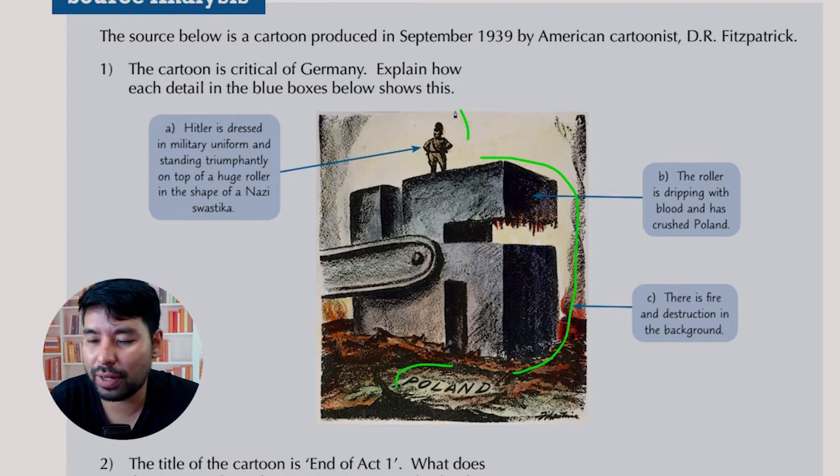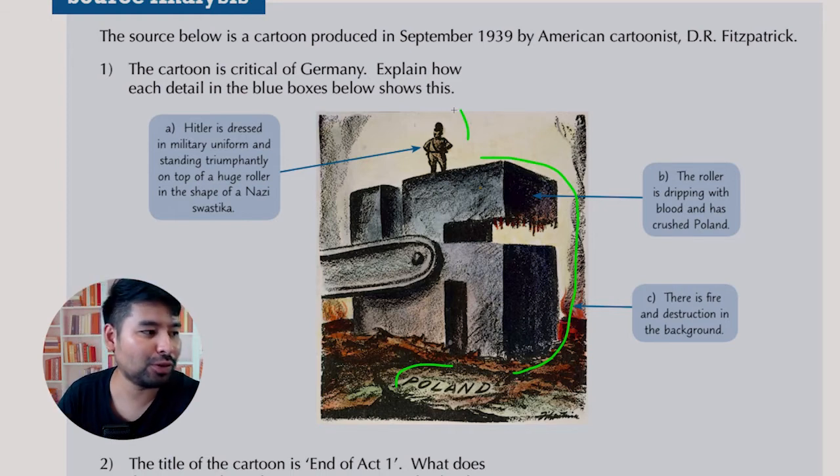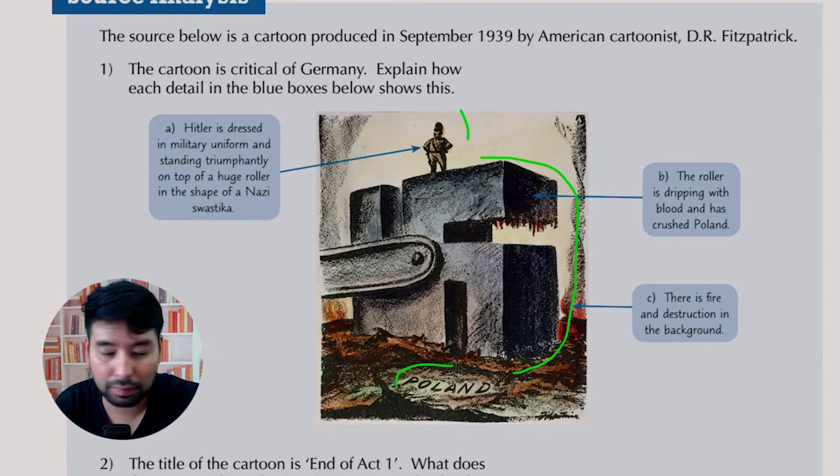Okay, so A. Hitler is dressed in a military uniform and standing triumphantly. Okay, I'm gonna play this word for you just so you listen. Okay, because this is a very good one. Listen to that. Triumphant. Of course, we have triumphantly.